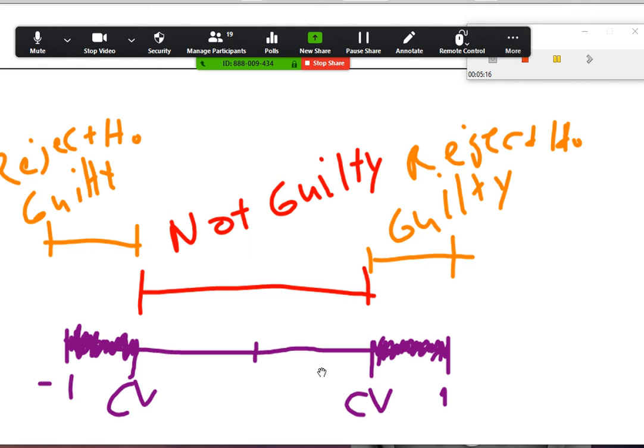So it's just like we did in Chapter 8, only instead of having a hill, you're going to have just a straight line, and you're going to shade along this straight line to the outside and shade along the straight line to the outside. It's always going to be two-tailed for Chapter 10. Only for Chapter 10, but it will always be two-tailed.